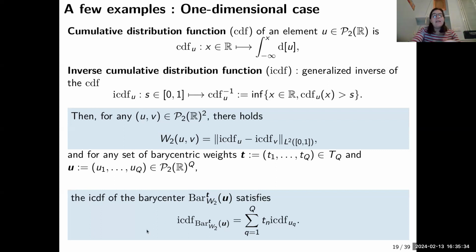And you can similarly have an easy characterization of the Wasserstein barycenter by means of its ICDF, in the sense that the ICDF of the Wasserstein barycenter of a family of probability distributions associated to a family of barycentric weights is just the linear combination of the ICDFs of all the elements of the family of probability densities with weights Tq. Sorry, there is a typo. This is Tq. And so you have an explicit characterization of this Wasserstein distance and barycenters by means of this ICDF.